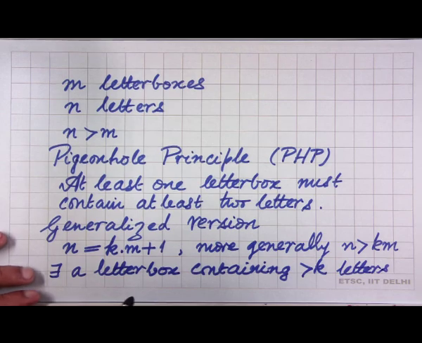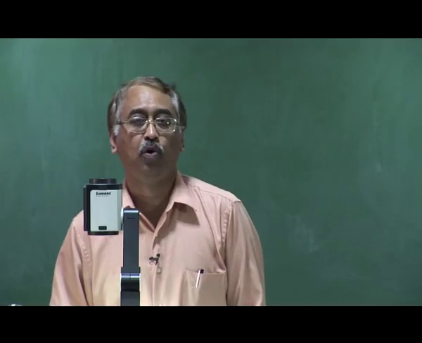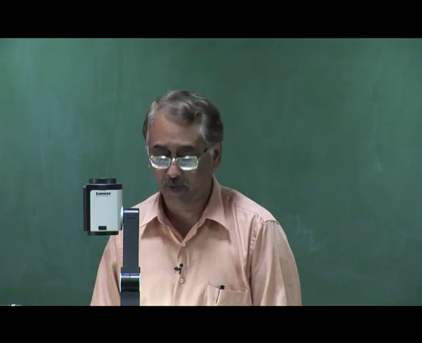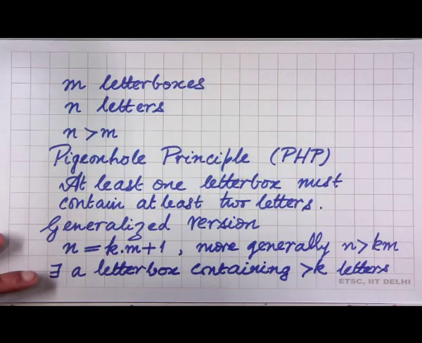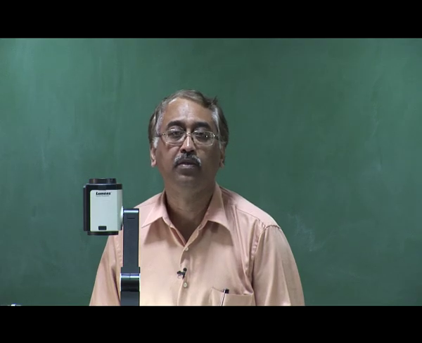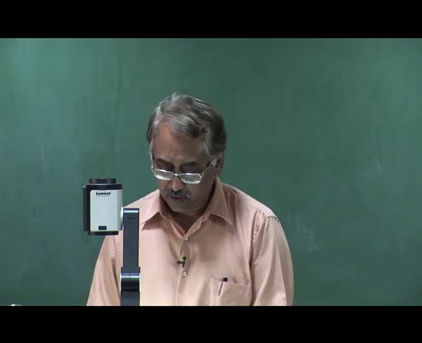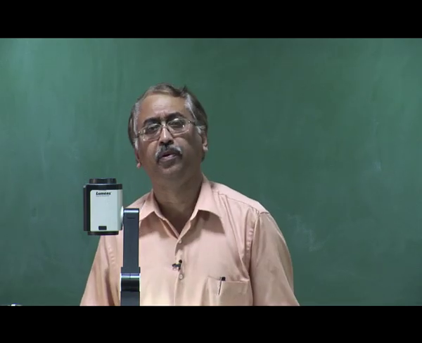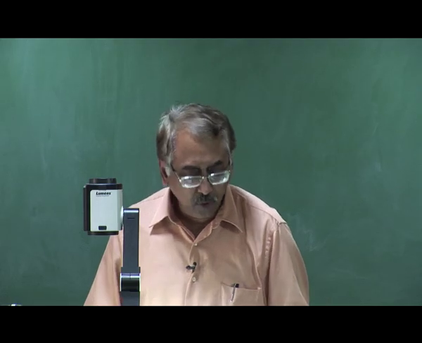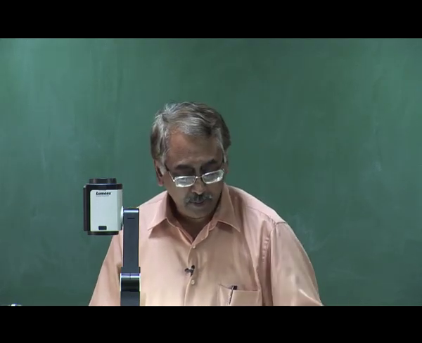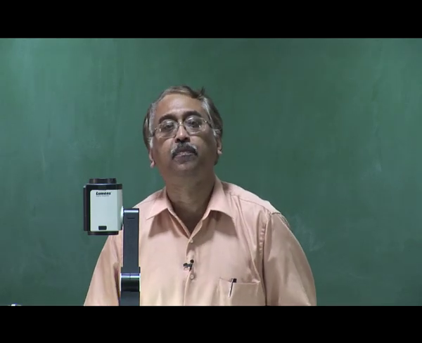The case where k is equal to 1 is what I call the Pigeonhole Principle, the basic version of it. If you put k equal to 1, then the case that I'm dealing with reduces to n greater than m. And then the conclusion is there's one letterbox that contains more than one letter. More than one letter simply means that there's at least two letters. This is a deceptively simple principle to state and an easy principle to prove or verify. But surprisingly, it leads to very difficult problems.